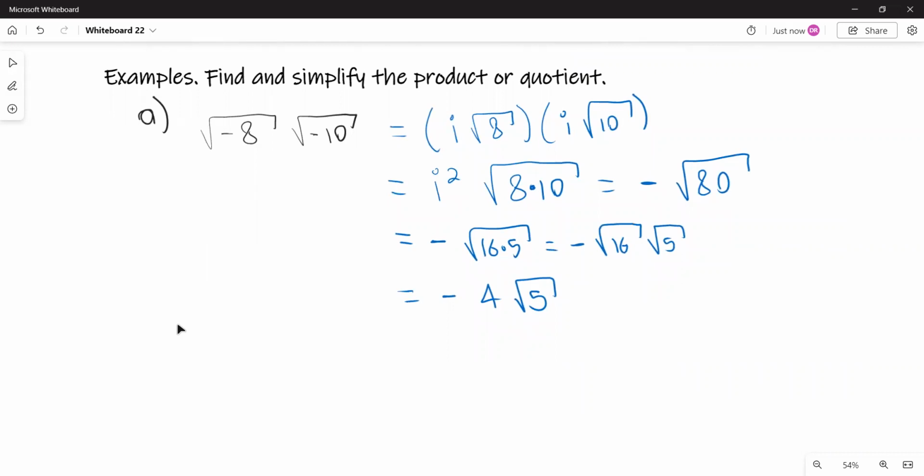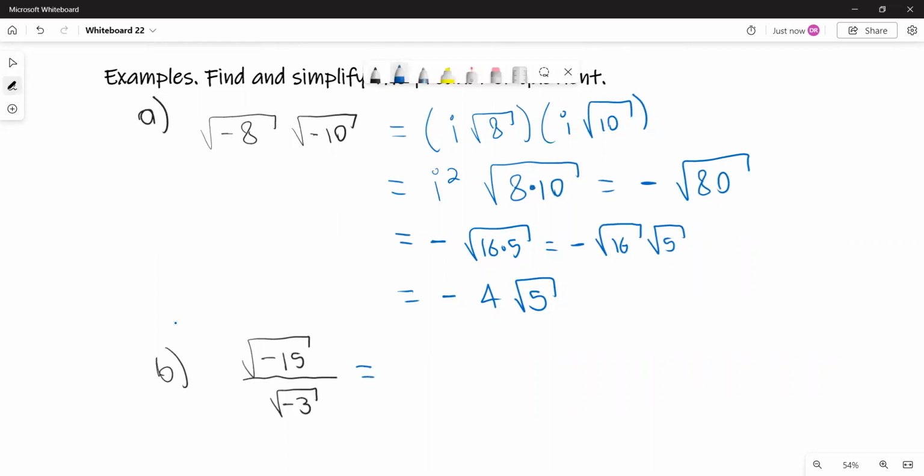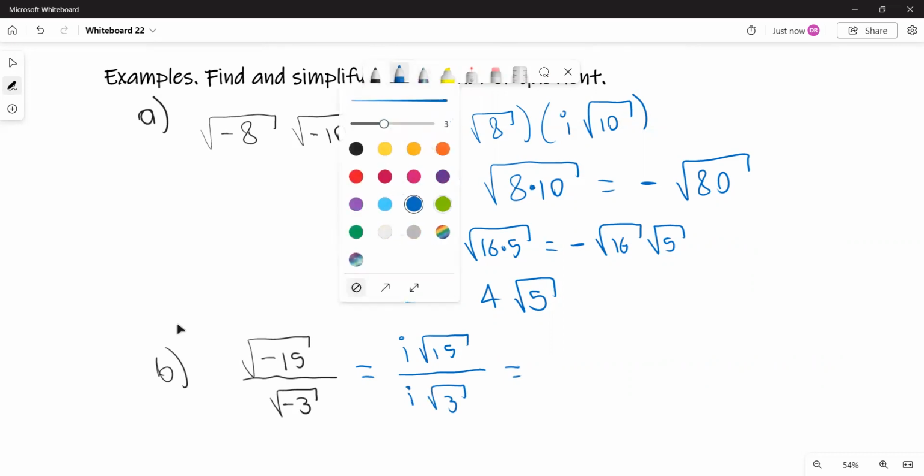In B, we now have a quotient. We're going to simplify, and the final answer is also going to be a real number. The square root of -15 over the square root of -3. So this is what I'm going to do. The square root of -15 is i times the square root of 15. The square root of -3 is i times the square root of 3. I will simplify this quotient. So i divided by i, the i's cancel out.